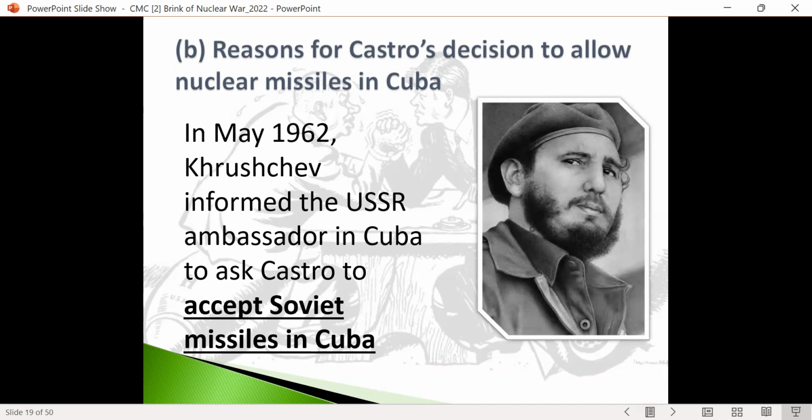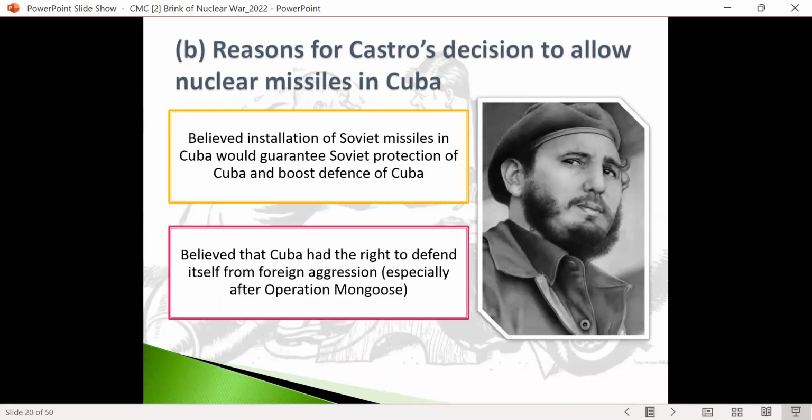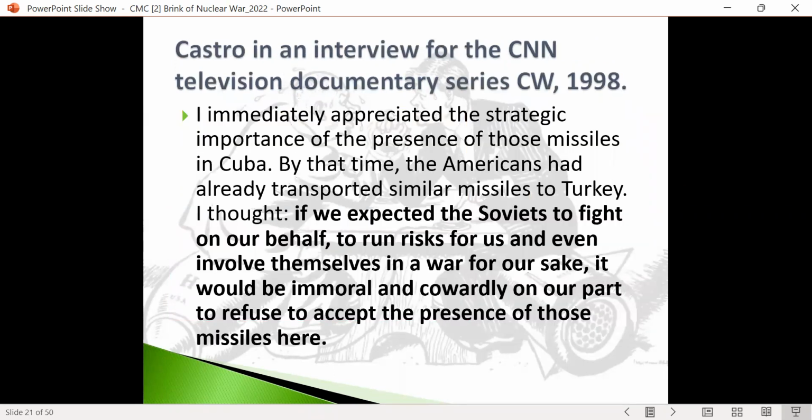Okay, my May 1962. All right, so for Castro, why would Castro accept these missiles? We have already talked about why Khrushchev wanted to plant these missiles, but we have not talked about why Castro would accept them. He thought it would guarantee Soviet protection of Cuba and boost the defense of Cuba. And for Castro, seeing that there had been attempts on his life, in Operation Mongoose and the Bay of Pigs, all the more, he had the right to defend himself against foreign aggression. This is a way he was going to defend himself. So yeah, this was what Castro said.